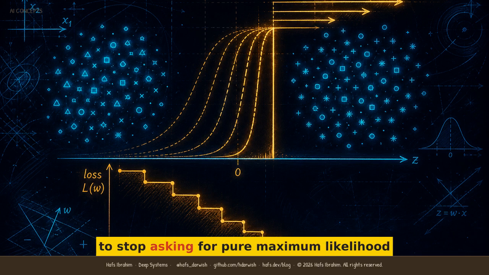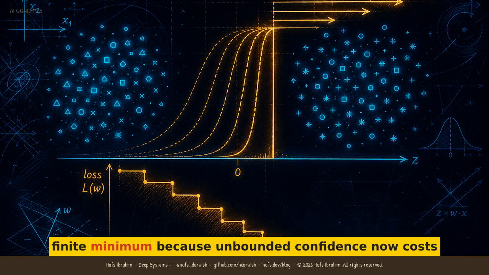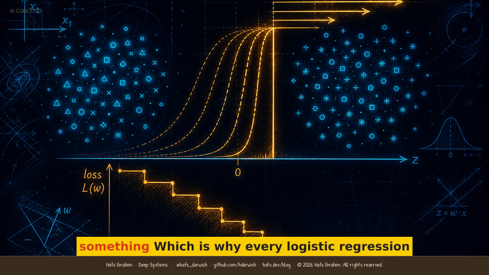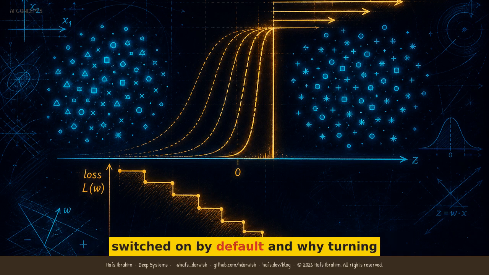The fix is to stop asking for pure maximum likelihood. Add a penalty on the size of the weights, a small multiple of their squared magnitude, and the objective regains a finite minimum, because unbounded confidence now costs something. Which is why every logistic regression in every serious library ships with regularization switched on by default, and why turning it off is a decision rather than a simplification.